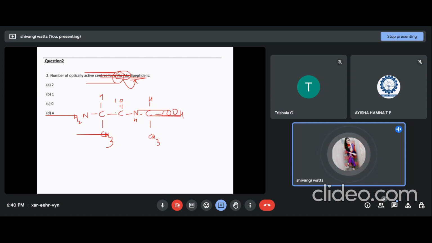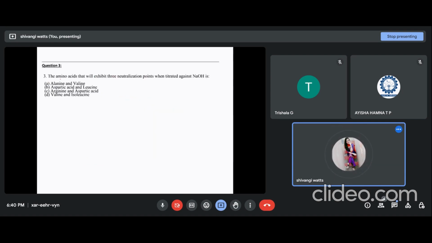In the alanine dipeptide, there is the formation of a peptide bond. So in a dipeptide, there is one peptide bond. If we see, there is one carbon atom which is alpha, that is one chiral center, and this is the second chiral center. So the number of optically active centers for Ala-Ala dipeptide is 2. So 2 chiral centers are present in Ala-Ala dipeptide.